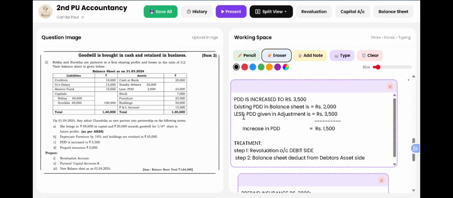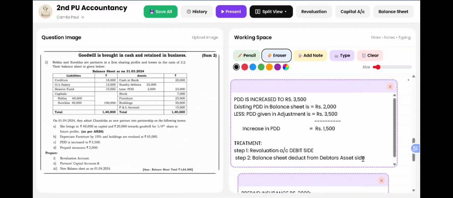Now this is a loss. When we compare these, the new PDD given in the adjustment is greater. That means our expenses or loss is more than the old PDD. So there is an increase in the loss, or we can call it a decrease in the asset. It is increased by 1,500. So how do we treat it? It again should appear first in the revaluation account on the debit side, and secondly in the balance sheet we will deduct it from the debtors on the asset side.